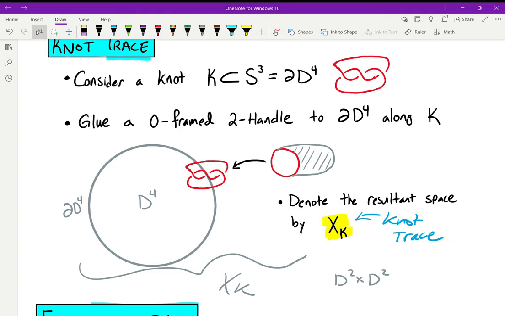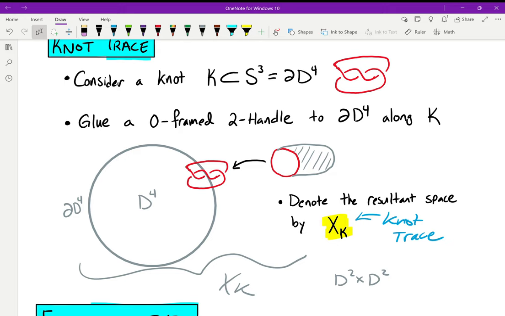Attached along the tubular neighborhood you have. Say that again, I didn't quite hear you. That's the tubular neighborhood, yeah, that we want to use in the second part of the proof. How many boundary components does XK have? That's a good question. I don't know the answer to how many boundary components it has.